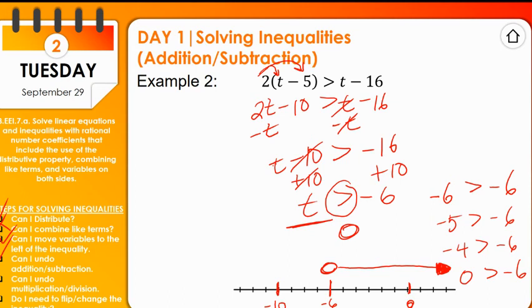So can I undo multiplication or division? There is none. And we are not at the point where I need to change the inequality.